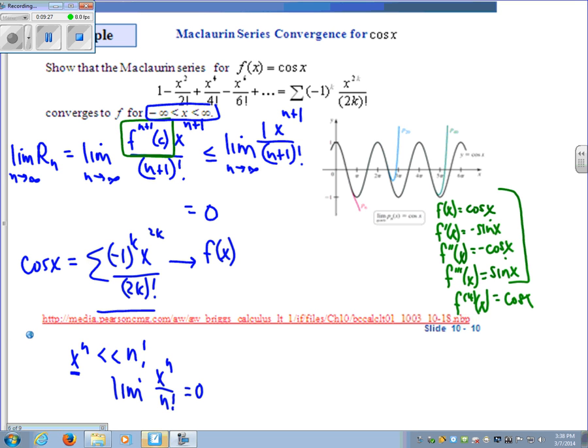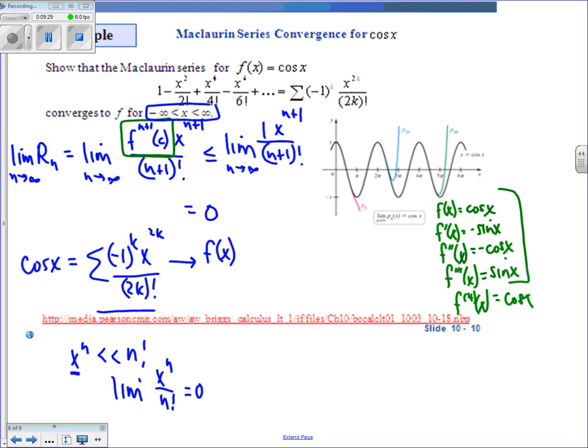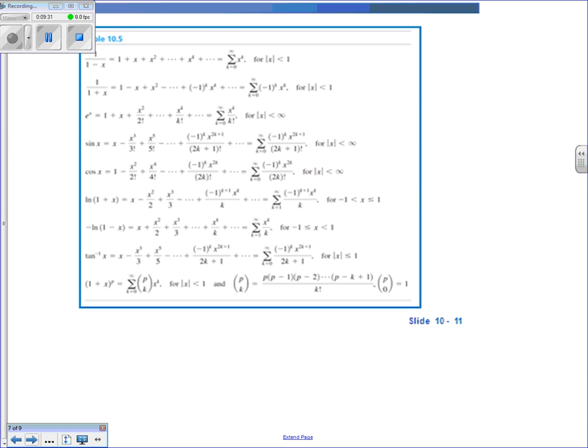Okay, this next slide just has a bunch of the known power series, Maclaurin-Taylor series for just the basic functions. We've got 1 over 1 minus x, 1 over 1 plus x, e to the x, sine of x, cosine of x. Okay, natural log of 1 plus x. So you can refer to these and use them for homework. They will be provided to you on a test.